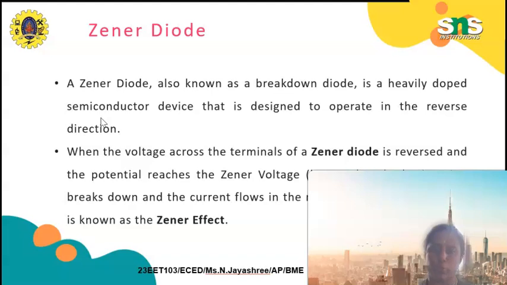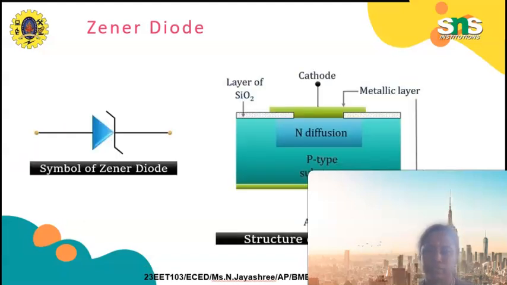Zener diode, also known as a breakdown diode, is a heavily doped semiconductor device that is designed to operate in the reverse direction. When the voltage across the terminals of the Zener diode is reversed and the potential reaches the Zener voltage, the junction breaks down and the current flows in the reverse direction. This effect is known as the Zener effect.